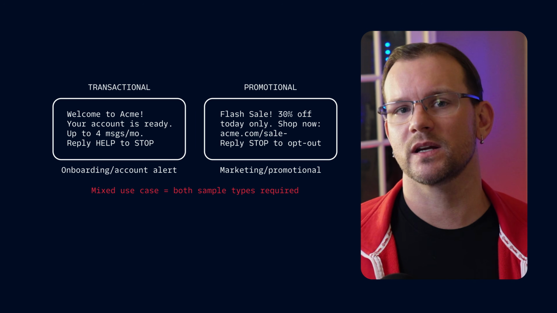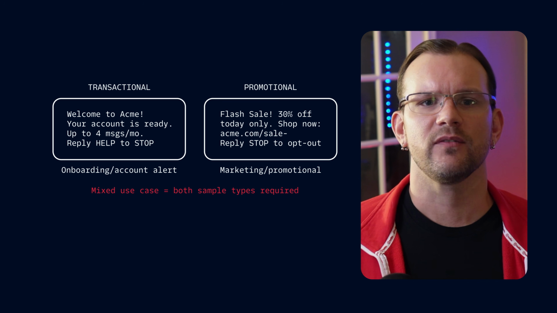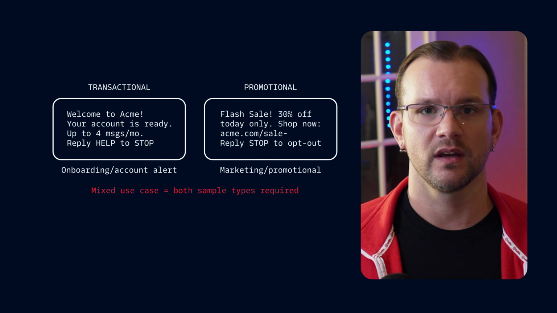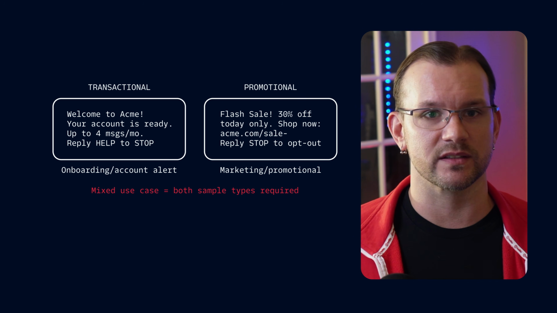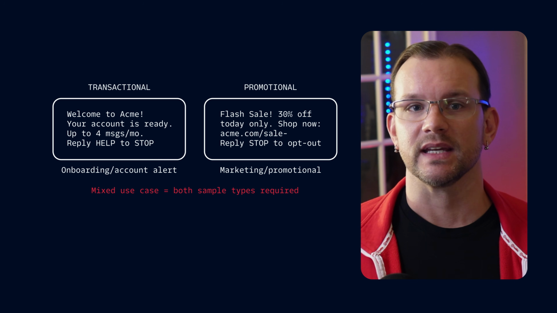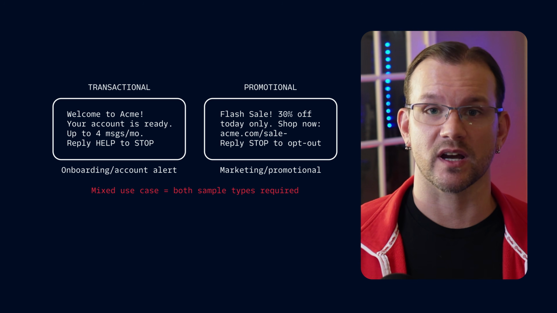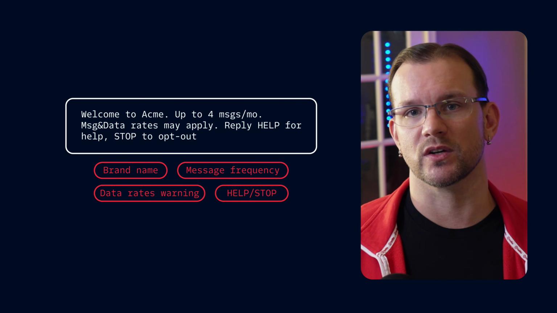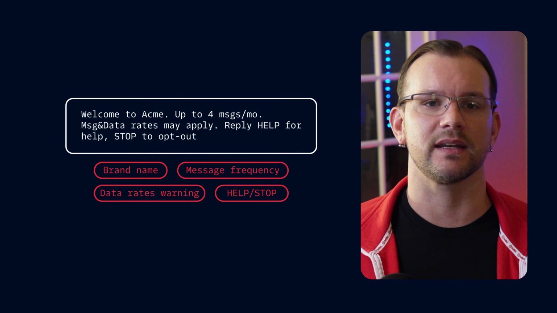Finally, let's talk about your message samples. If you have a mixed use case, you must provide samples for both types of messages. If you only show the welcome text but forget the flash sale text, you're risking a rejection. Each sample must follow the help stop framework. Your very first message to a user must include instructions on how to get help and how to quit.